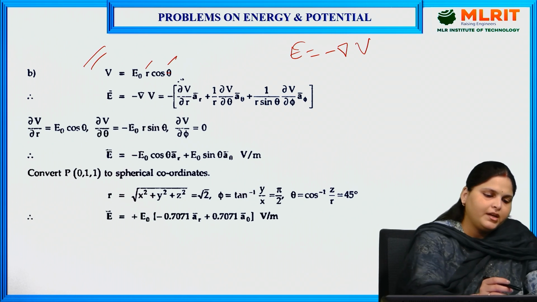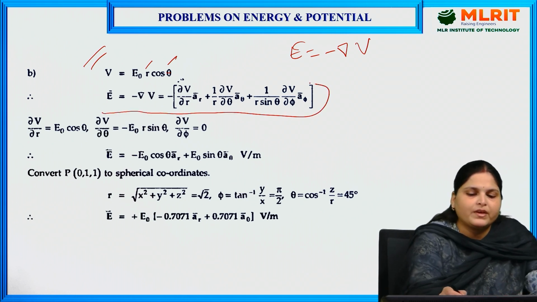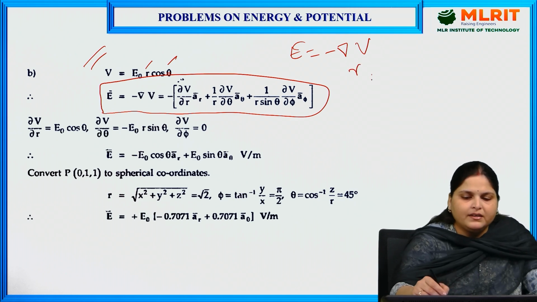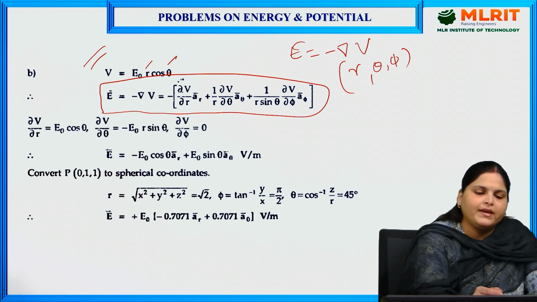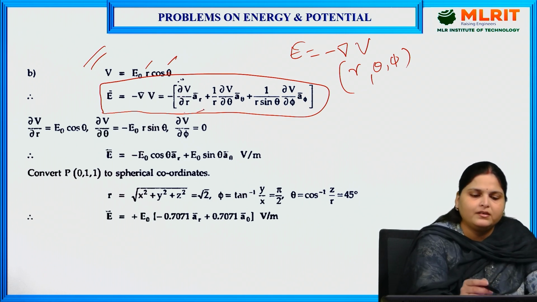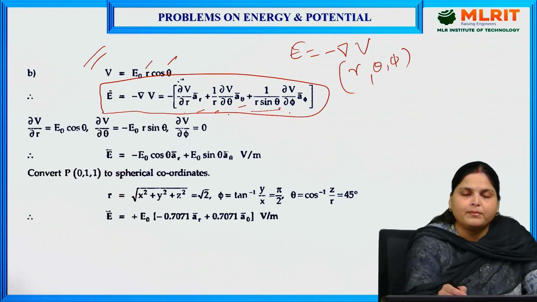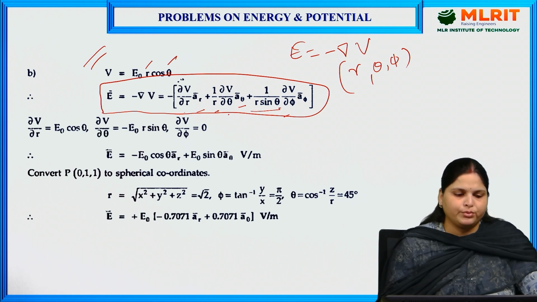Now let's write the formula for the gradient of V for the spherical coordinate system. The coordinates are r, theta, phi. So the formula is dou V by dou R AR plus 1 by R dou V by dou theta A theta plus 1 upon R sin theta dou V by dou phi A phi. In the potential, the phi term is not given, only R and theta are used.